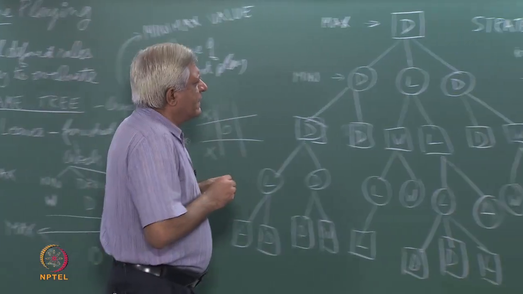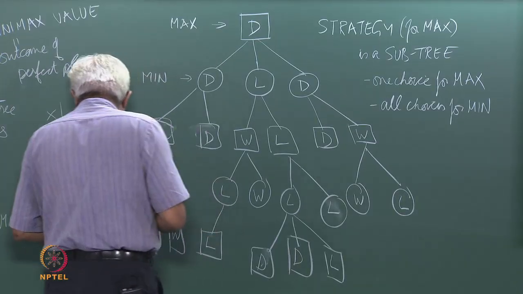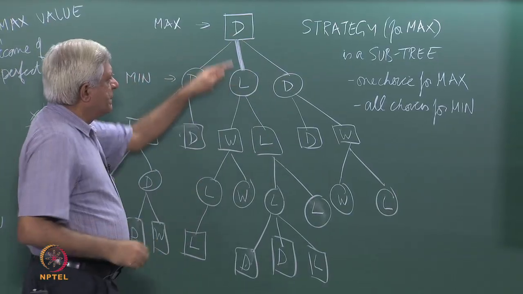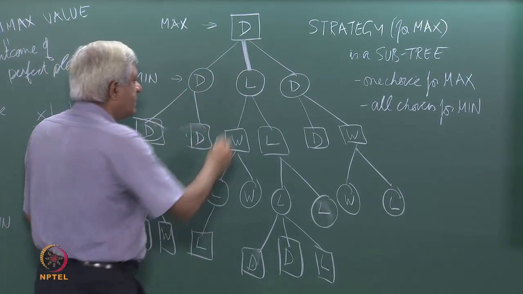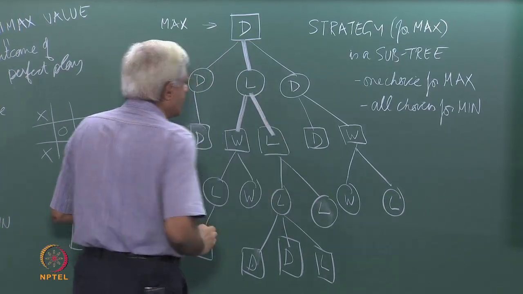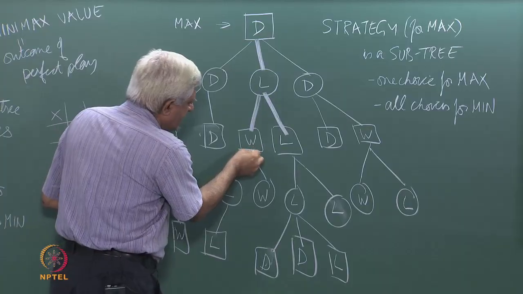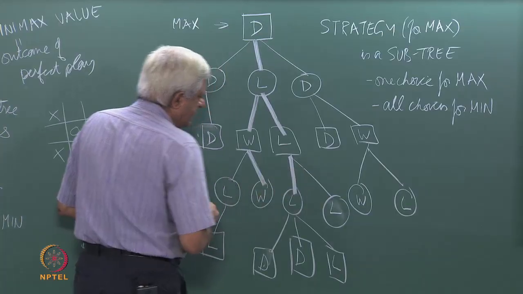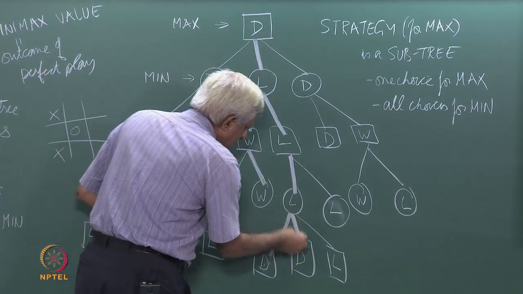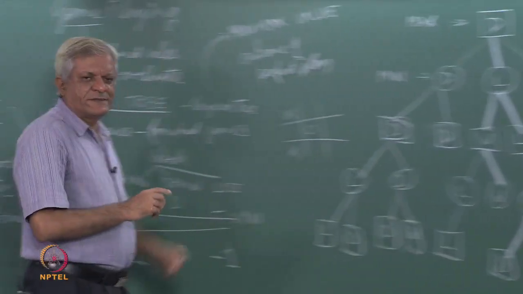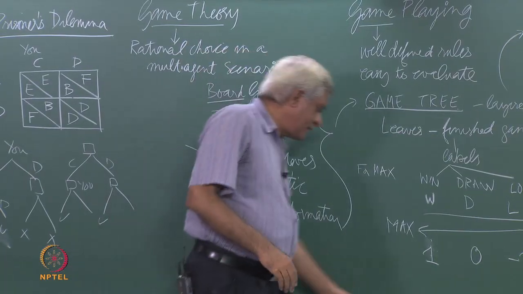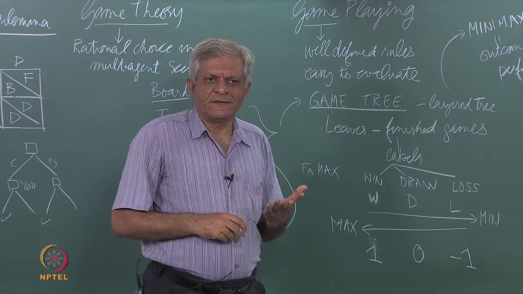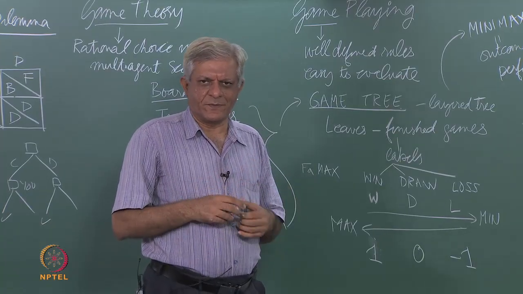So, we can draw a strategy for max. One strategy is, let us say, this one. Now, we have chosen this, but for this we must choose both, because all choices for min. Then we can have this choice for max, and let us say this choice for min, so the thick lines represent one strategy for max. Of course, max has access to many different strategies, and the task is to find the best strategy for max.